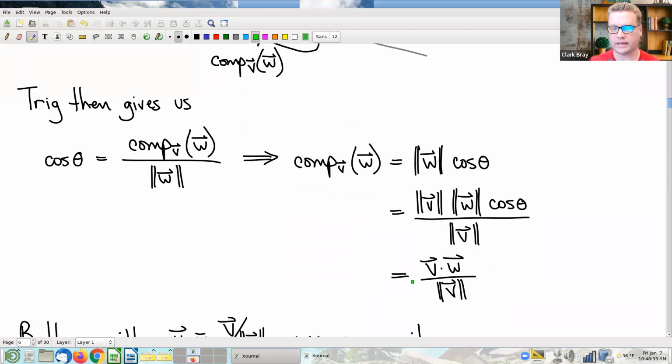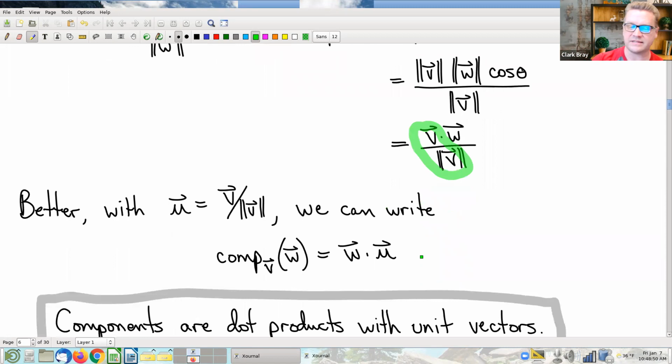Okay. Now, this is one way to write it. I have a preferred rewrite. This is a personal preference thing. You see that right there. We've got V over the magnitude of V. I remember that, right? V over the magnitude of V, that's the unit vector pointing in that V direction.